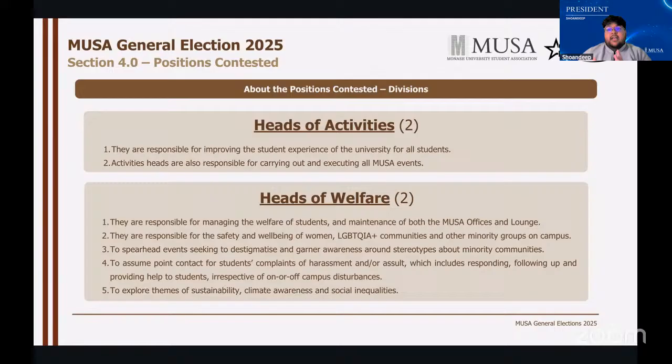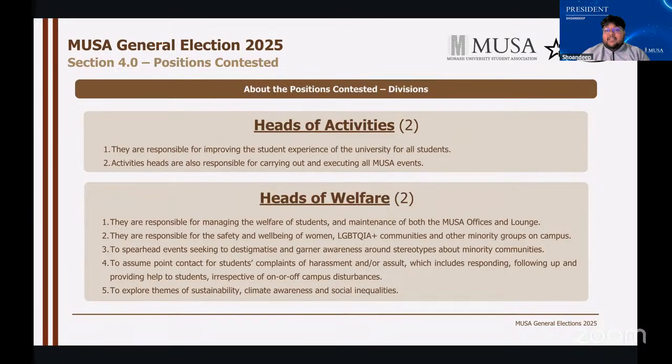Not only that, they also have departments which are in charge of the safety and well-being of women, the LGBTQIA communities, and other minority groups on campus. And they are there to spearhead events seeking to get rid of any issues and discrimination within the campus as well. Apologies for my voice, I'm a bit sick at the moment.